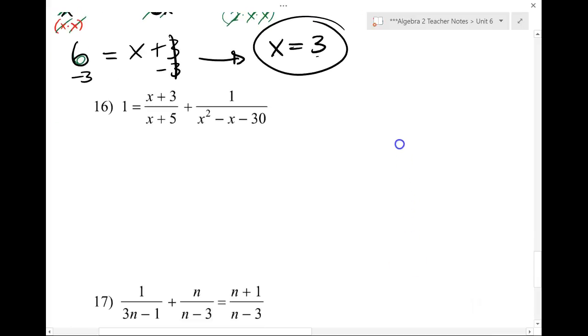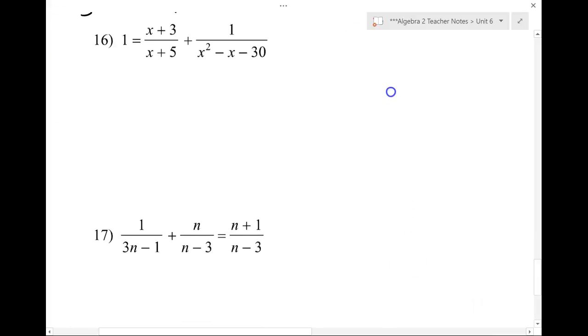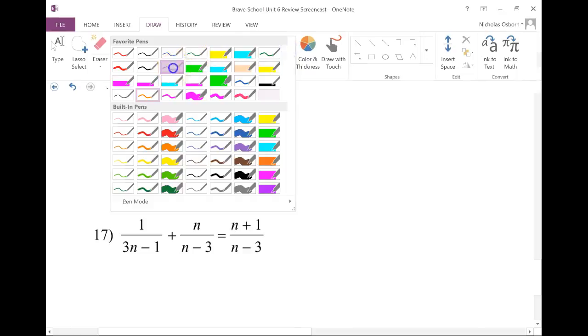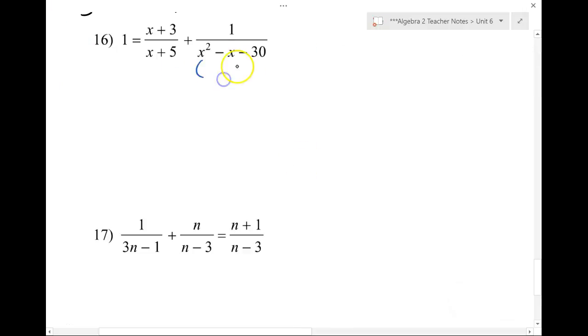Okay, now the next one. So now this one, first thing you want to do, find your extraneous value. And in order to find that in this one, we're going to have to factor here. So let's go ahead and factor out this trinomial to see what extraneous values we can get. So now I have x here, and what two numbers multiply to 30 but add to negative 1? Well, let's see, 6 and 5 would work.